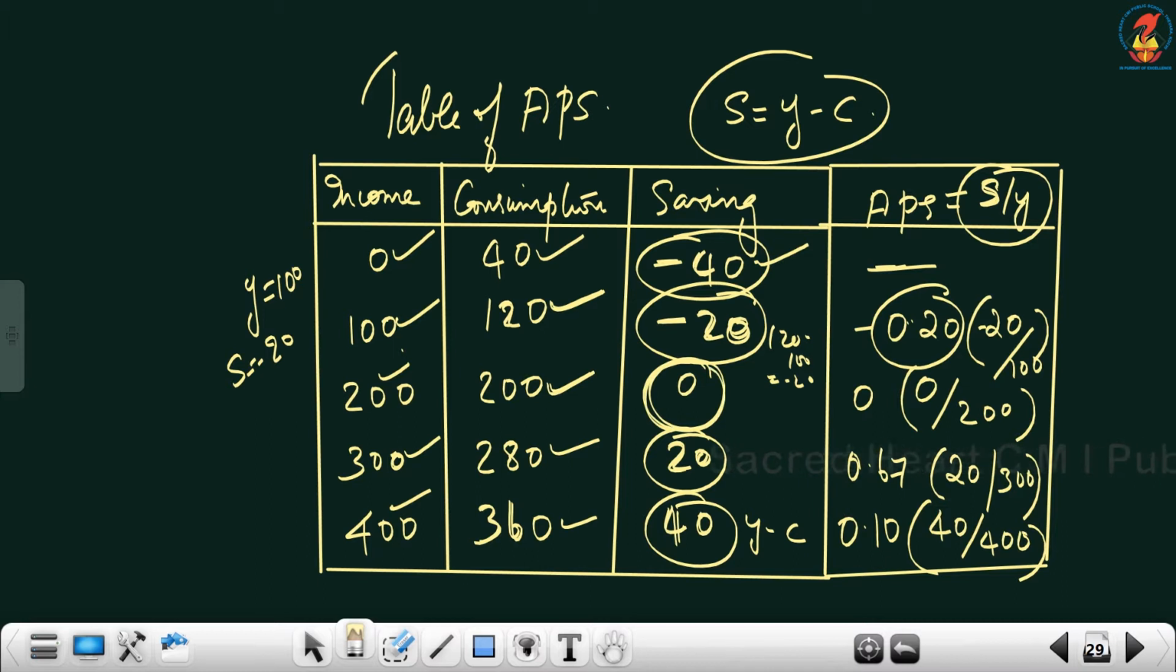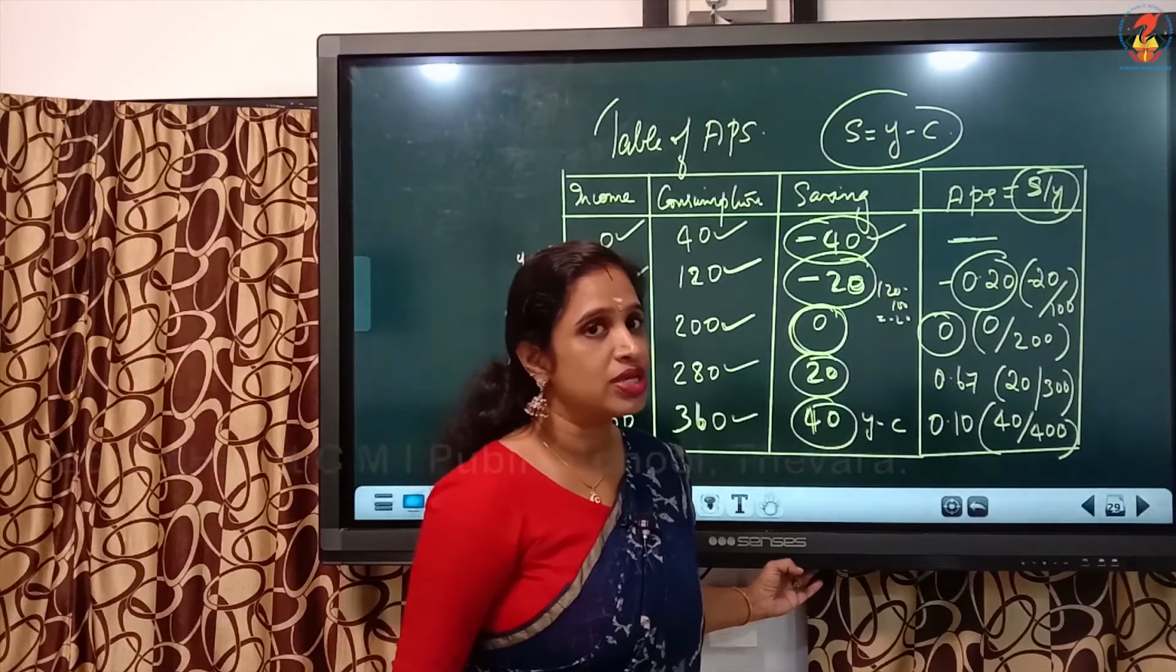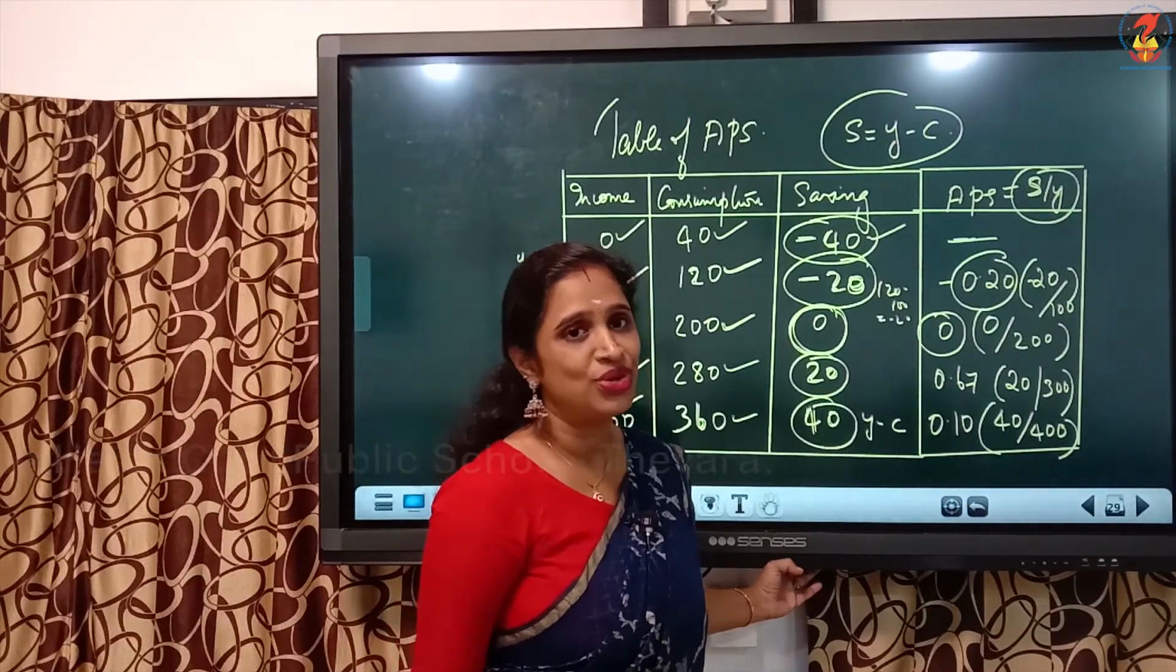So what is S here? 0 by 200 will give you the value as 0. 0 by number will give you the value as 0. Therefore, where income is equal to consumption, APS is equal to 0, to be noted.